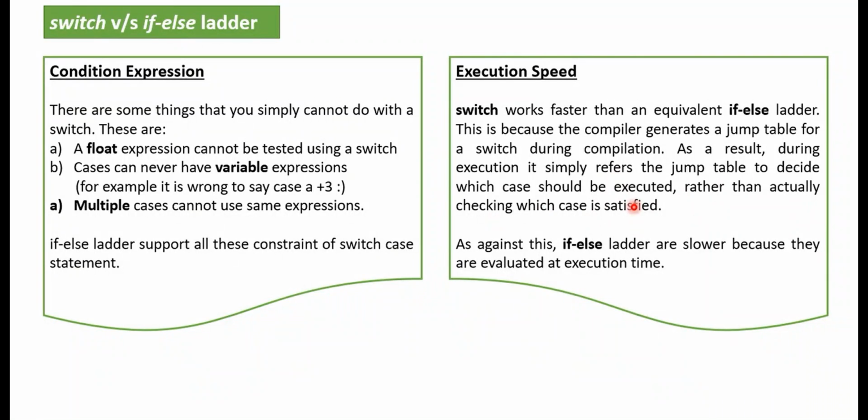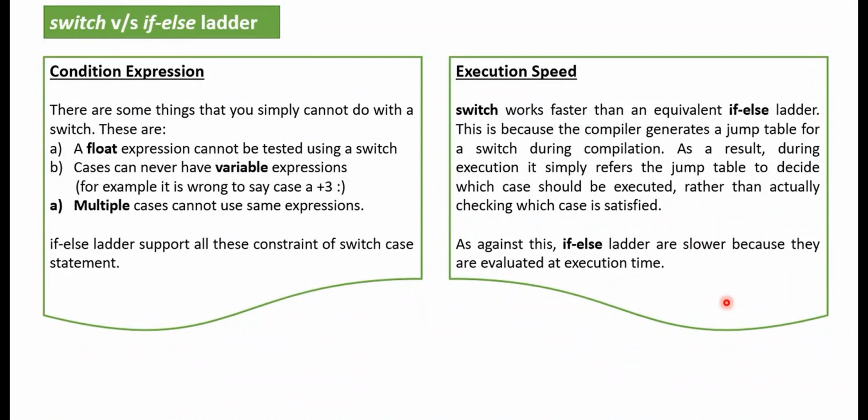But in the case of an if else ladder, the evaluation happens at execution time, so the speed is slow compared to a switch. Okay, but there is a contrary case: if there are only one or two conditions to test, then if else will work faster than the switch, because the switch will have to create a jump table and then refer to that jump table to execute a particular case. So whenever the number of choices increases beyond 5 to 6, it's better to use a switch instead of an if else ladder.